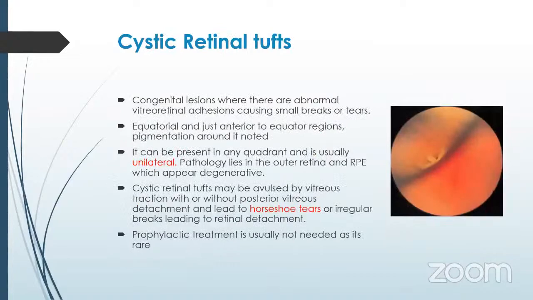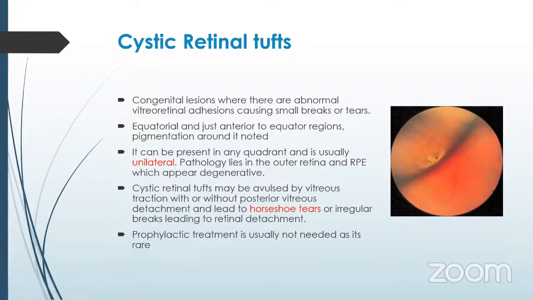Next comes the cystic retinal tuft. Actually, this is a very rare, congenital lesion where abnormal vitreoretinal adhesion causes small breaks or tears. It is located at the equatorial region or just anterior to it, with pigmentation around it. It can be present in any quadrant, is usually unilateral, and the pathology of it lies in the outer retina and the RPE, which appears degenerative.